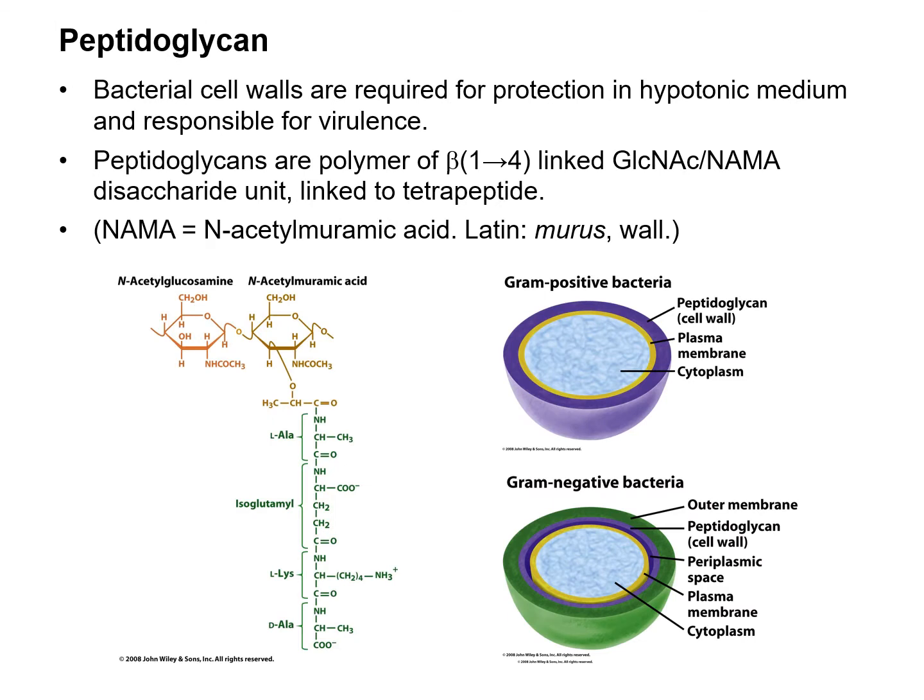Another interesting and important type of glycoprotein is peptidoglycan, which makes the bacterial cell walls that are required for protection in hypertonic medium to fight against the osmotic pressure, and is responsible for virulence. These peptidoglycans are polymers of a beta-1,4-linked GlcNAc and NAM disaccharide unit, where GlcNAc is the N-acetylglucosamine and NAM is the N-acetylmuramic acid. And this is also linked to a tetrapeptide, which consists of 4 different amino acids.